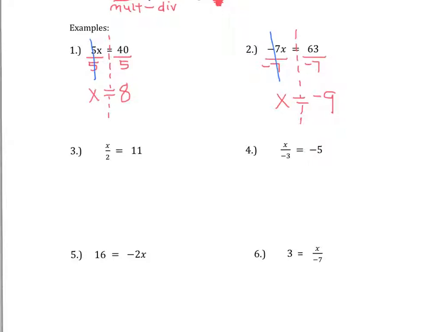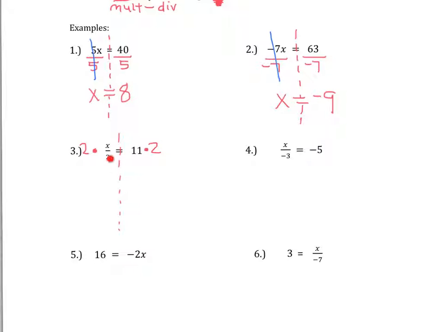Looking at number 3, I'm going to split the problem right straight down through the equal sign. That's the balancing point. On this side I have an x being divided by 2. The opposite of division is multiplication. So instead of divide, I'm going to multiply. And I have to do it on both sides. And I'm going to multiply by the 2 on both sides.